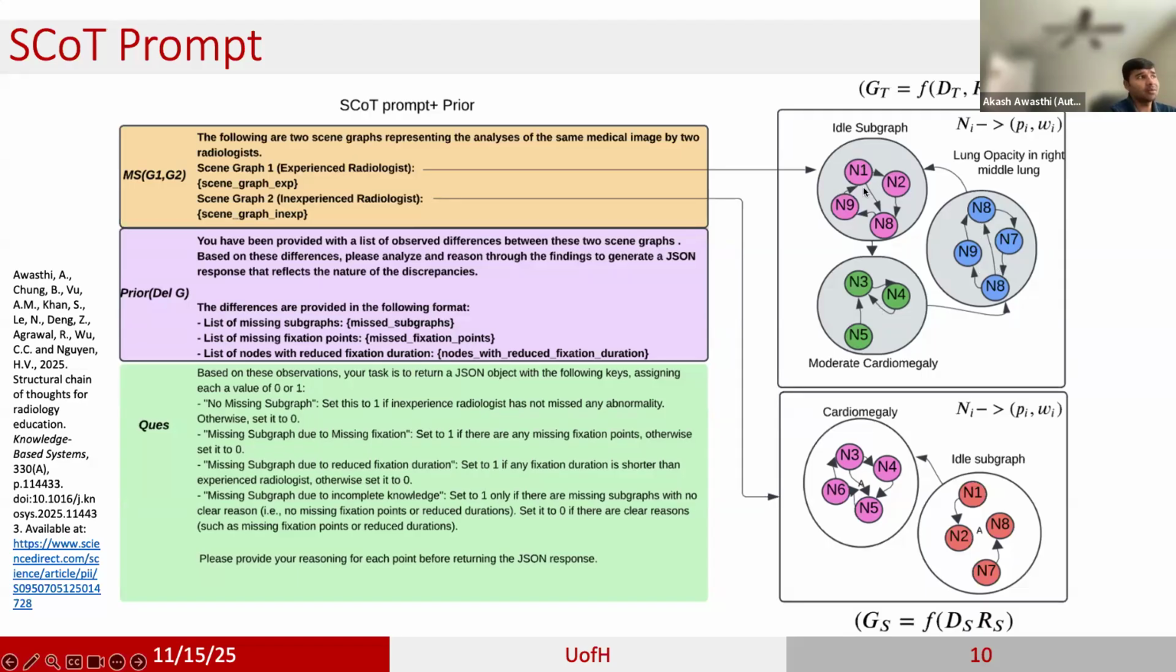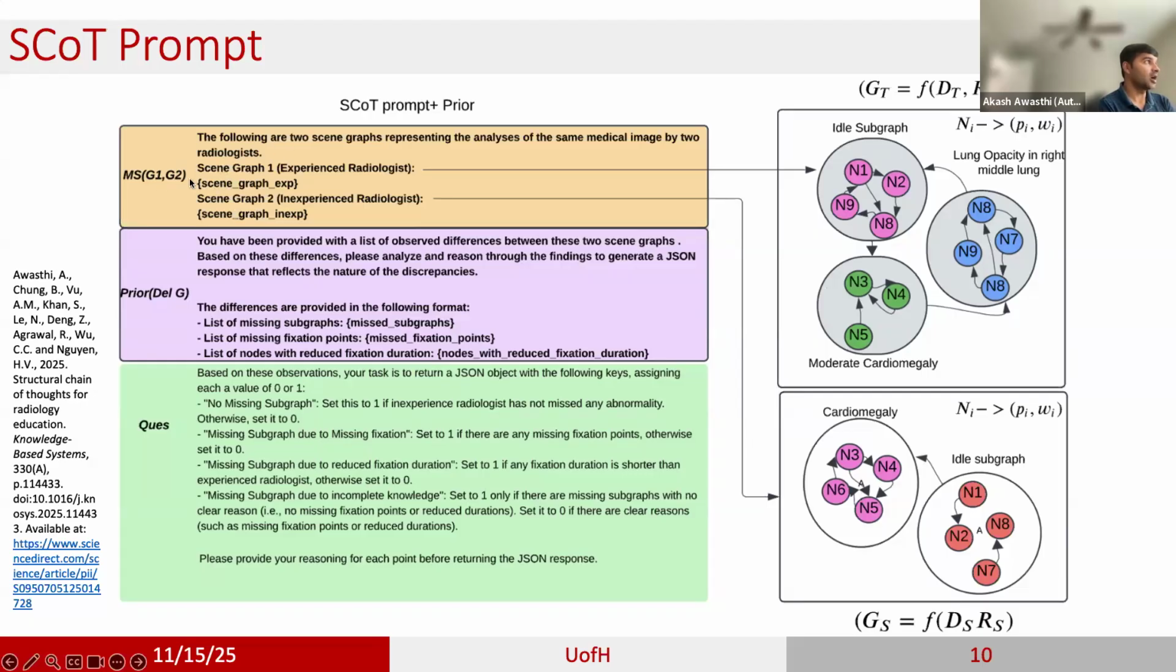And there is an idle subgraph, because sometimes radiologists just don't say anything. They just look at the abnormalities because they're just thinking. So we call that the idle subgraph. We create these thought graphs for both student and teacher, and this is basically used as a prompt in the SCoT. So you can see this is the prompt for the SCoT.